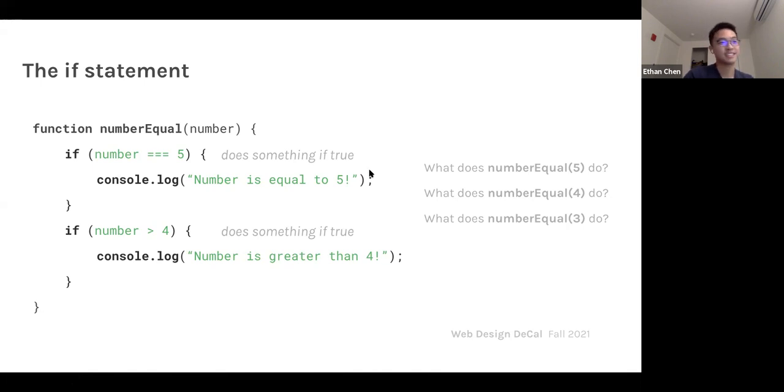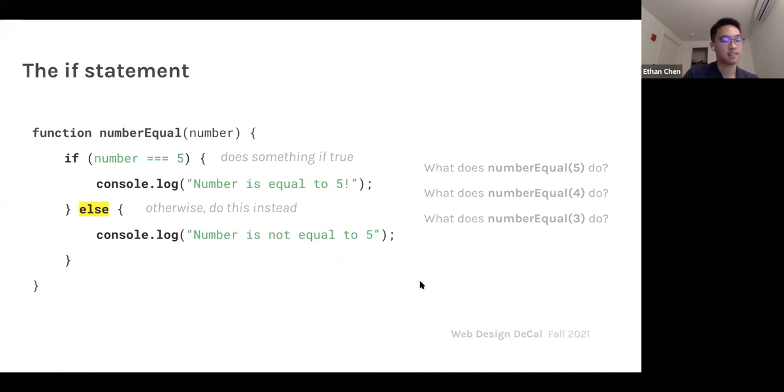Oh, wait, actually, sorry, I missed this. When the number 5 is passed into the function, as I said, it'll go into the first if statement, and then it'll print out numbers equal to 5 into the console. But in this case, because you have two if statements, it's still going to go into the second if statement. And because 5 is greater than 4, it is also going to print out numbers greater than 4 into the console.